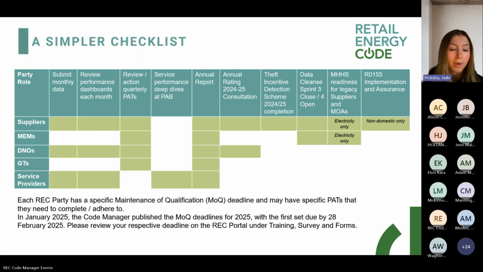And then moving on, suppliers, MEMs, DNOs and GTs should make sure they are reviewing and actioning all quarterly PATs received from us. We've moved to quarterly PATs, so this allows you time to reflect and rectify within that quarter.